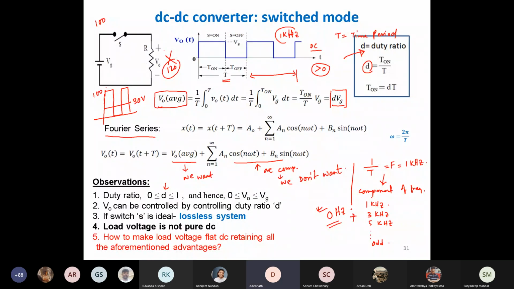So what do I use? Most of you will agree that we should use what? To eliminate high frequency component, but to retain low frequency component. What type of solution I should use? Low pass filter. Low pass filter, right? And how do I construct a low pass filter? RC circuit. But in power electronic solution, I don't want R. I told you.